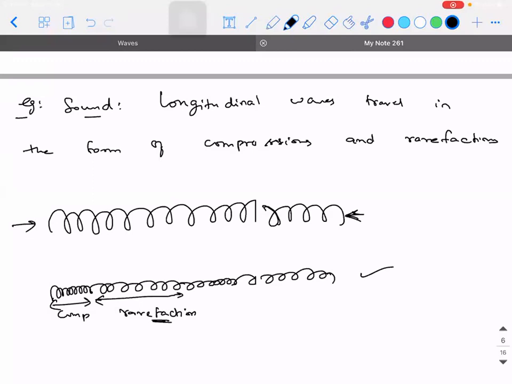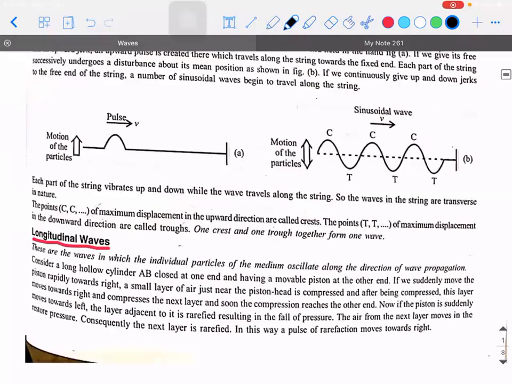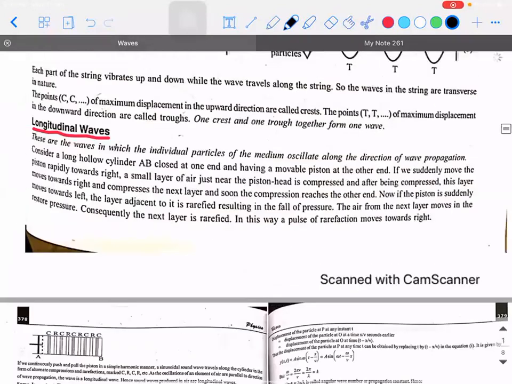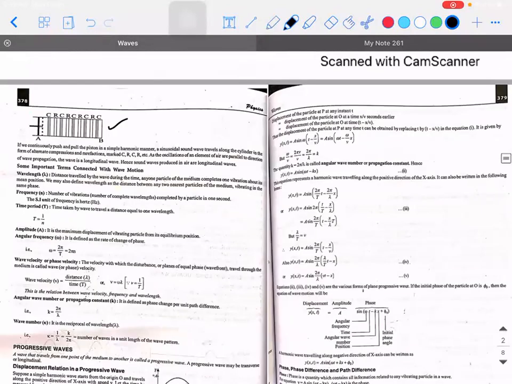Shall I move on? So we're done with longitudinal waves. This is what a compression and a rarefaction are.